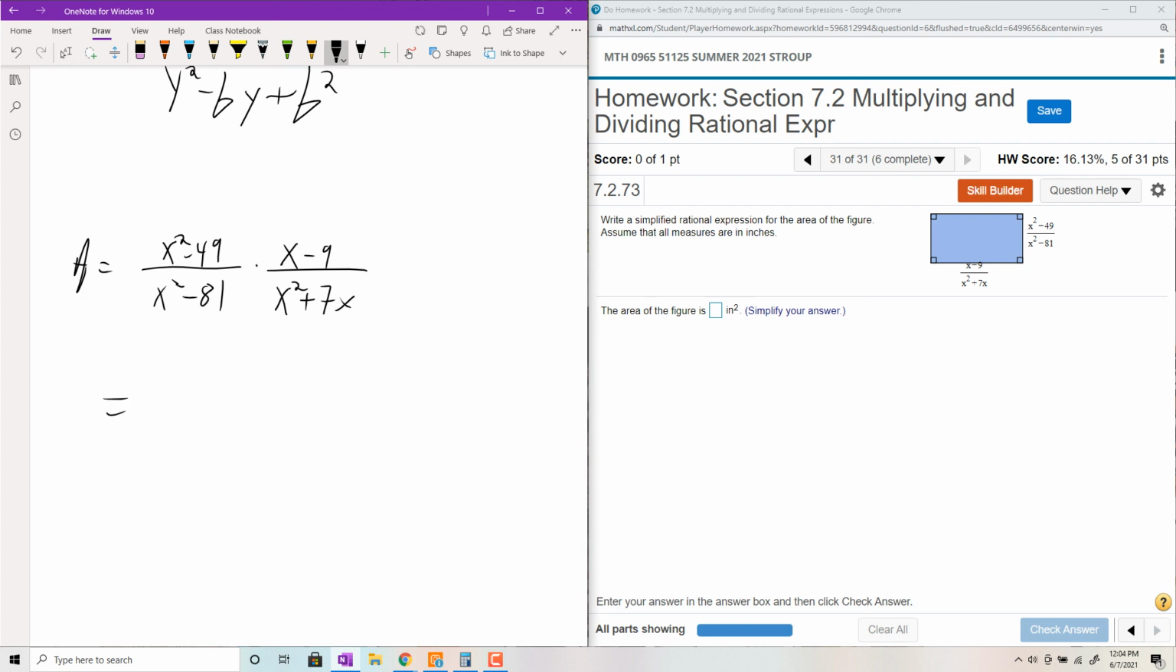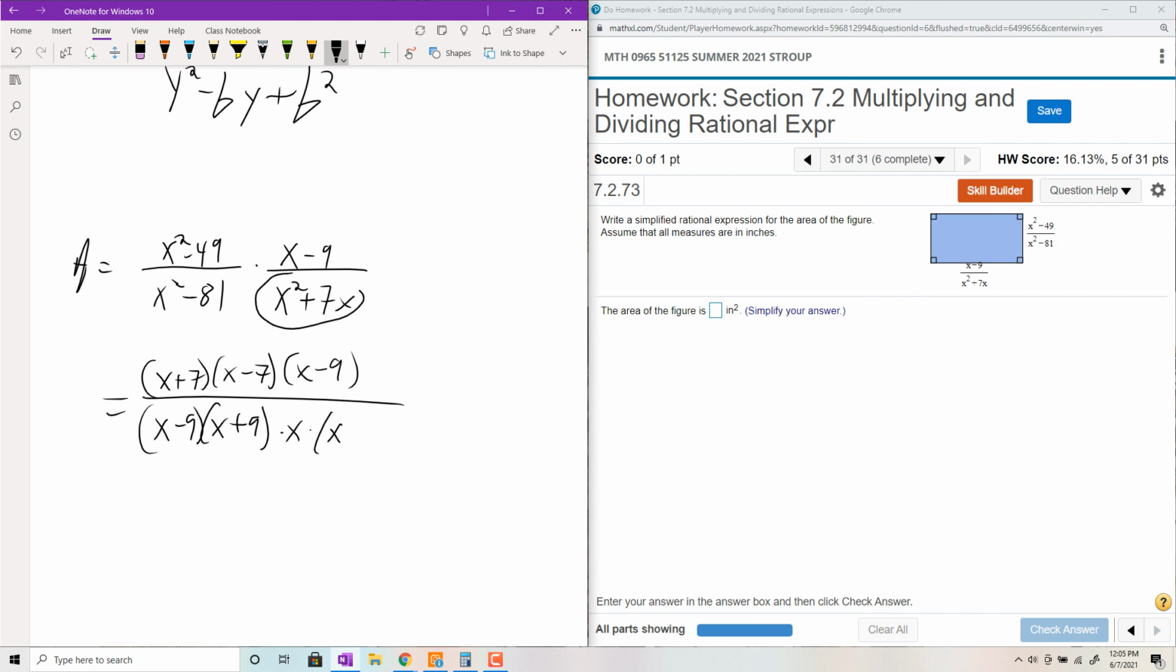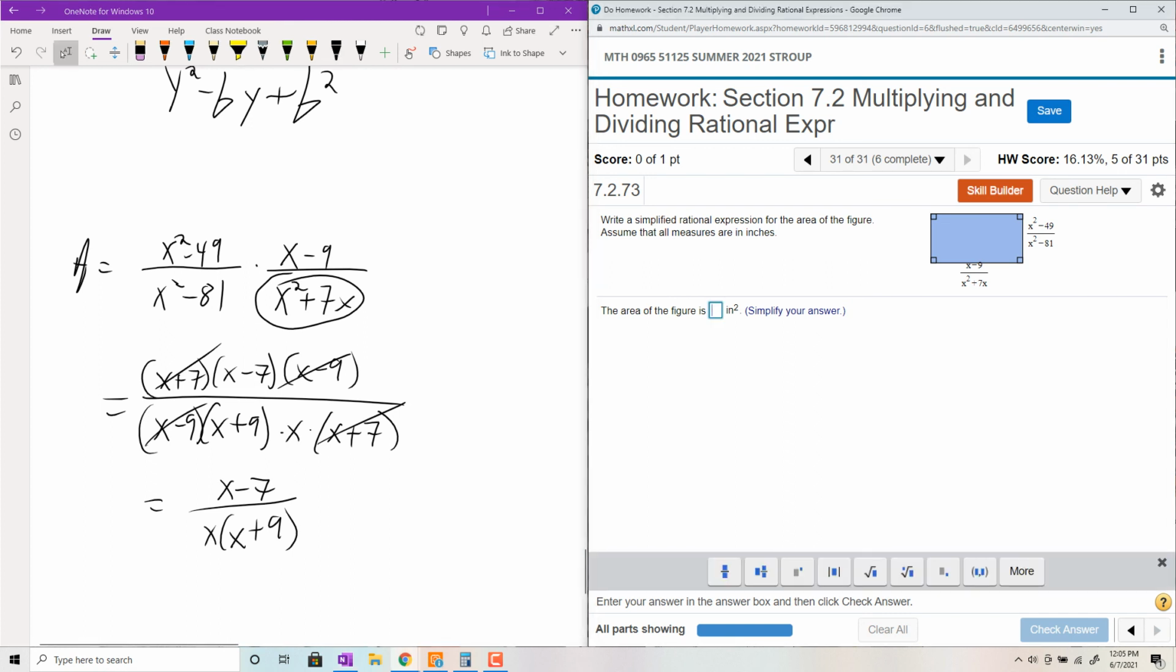And then, okay, so factoring, I get x plus 7, x minus 7, and then x minus 9 from the other term, and then x minus 9, x plus 9. And then I can factor out an x from this third part and this part in the denominator, x times x plus 7. And then remove common factors. And it looks like we're getting x minus 7 all over x times x plus 9. I hope that'll do it.